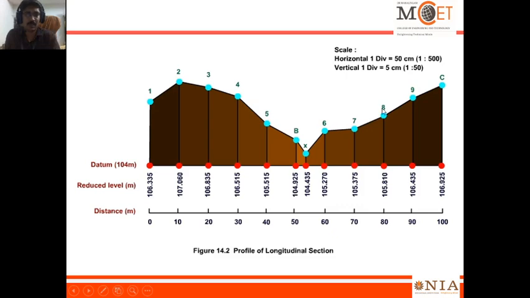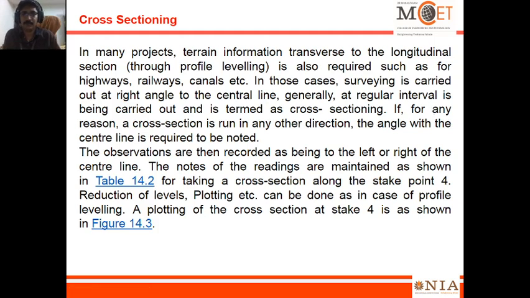If you use the cross section also, there you will get a particular cross sectional area. If you combine both at each point, you can get the volume, right? So for estimating those things, this profile leveling is more capable, right? With proper scale and proper marking, you will obtain the longitudinal profile. Similarly, cross sectioning, in many projects, terrain information transfers to the section that is perpendicular to the center line.